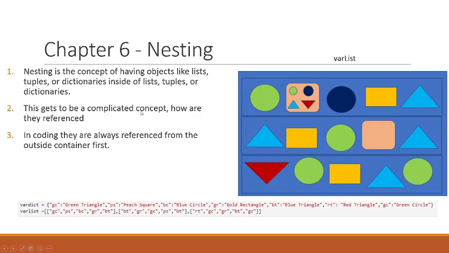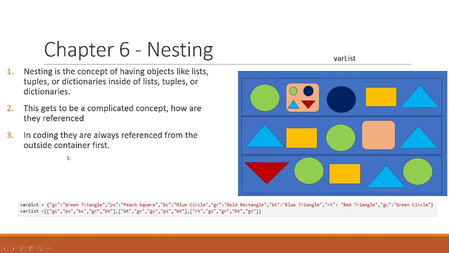Chapter 6 talks about dictionaries a lot, and in there it does talk about nesting, and it covers some nesting. I want to expand on the concept of nesting a little bit. Nesting is the concept of having objects like lists, tuples, or dictionaries inside of other objects like lists, tuples, or dictionaries. That gets to be a complicated subject, and so we're going to talk about how they're referenced.